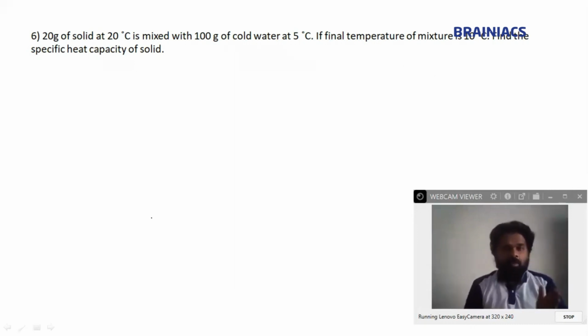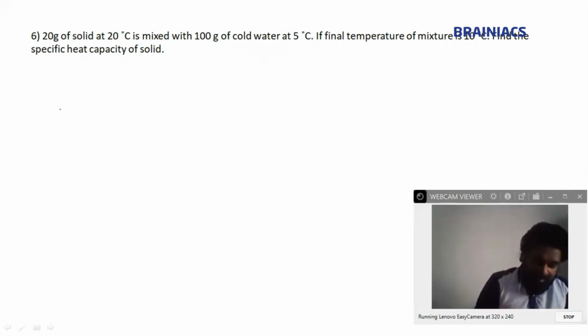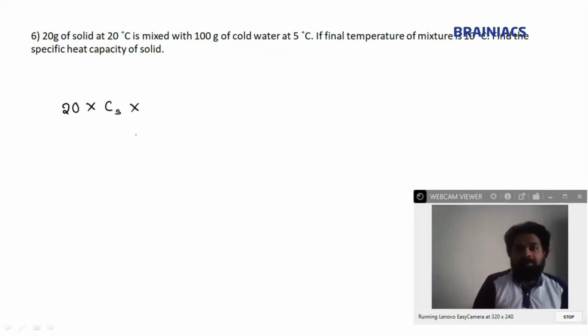So this time I'm not going to write separately hot, cold and all. Directly I will be writing MC delta theta. So left hand side I am going to write MC delta theta of hot body. So 20 into, here I do not know the specific heat capacity of solid. That is what we need to find, into the change in temperature. So initially it was 20 degrees Celsius. Temperature of the mixture is given as 10. So 20 minus 10. Okay, hot body temperature minus mixture temperature.